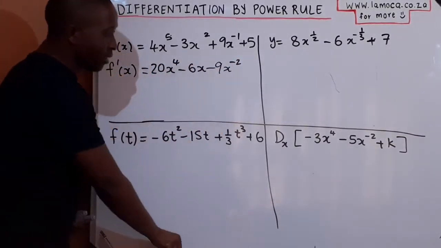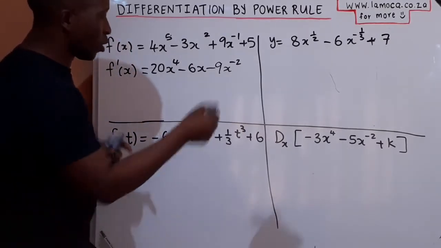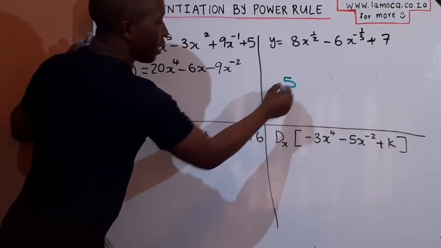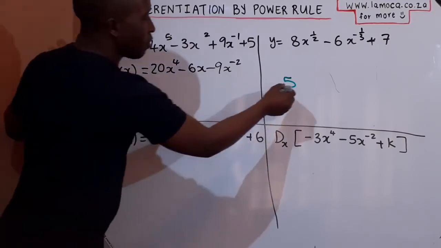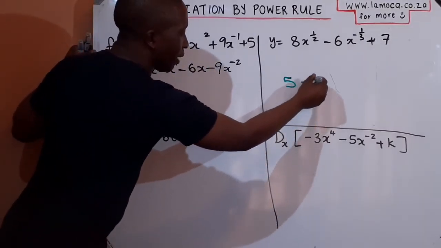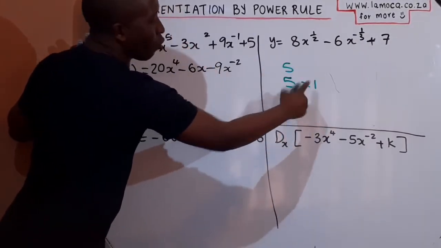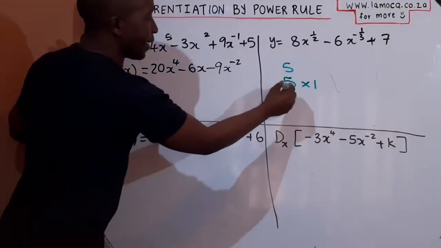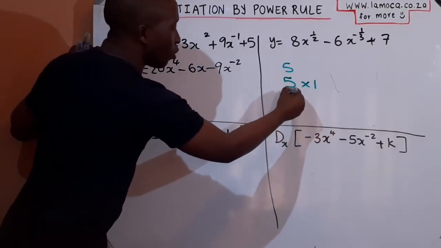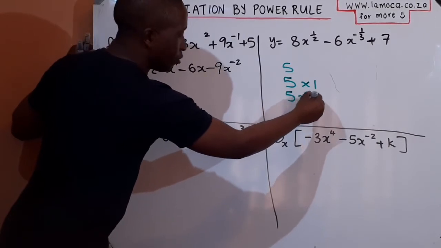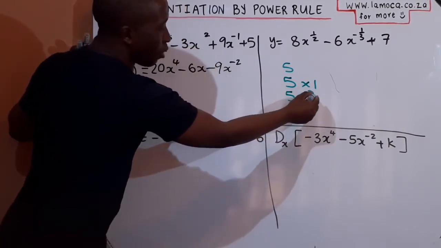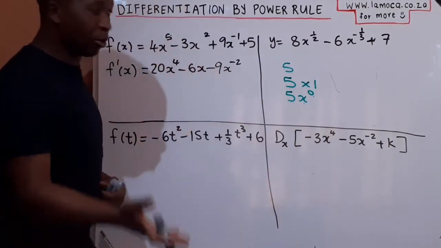And maybe some people are wondering, why is the derivative of a constant 0? It's because when you give me 5 and you want me to derive it, I can force it and call it 5 multiplied by 1, right? If you give me 5, I can call it 5 times 1. And if I call it 5 times 1, I can change it and call it 5 times x to the power of 0, because any number to the power 0 is 1, except 0 to the power 0, of course.